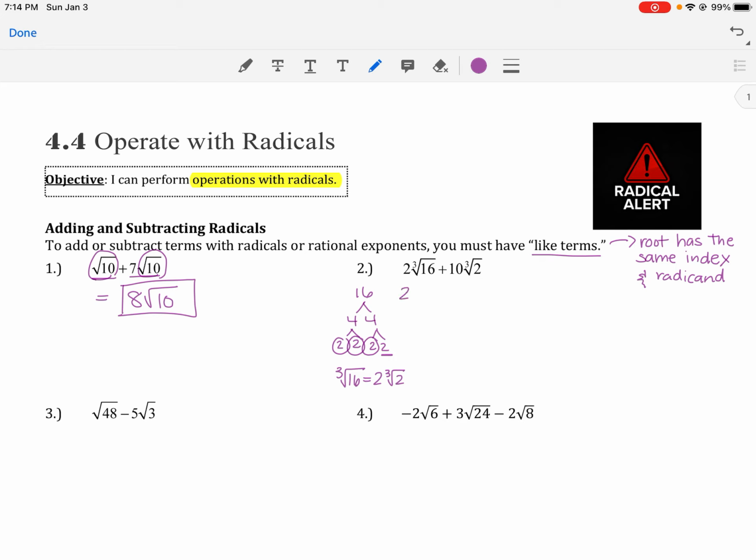So you have 2, and then we have 2 cube roots of 2. And we're going to multiply those numbers up front, plus 10 cube roots of 2. Let's simplify that one more time. So 2 times 2 is 4 cube roots of 2, plus 10 cube roots of 2. Now we have the cube root of 2, and we've got a cube root of 2, so they are like terms, so we just simply add the numbers up front. 4 plus 10 is 14 cube roots of 2.